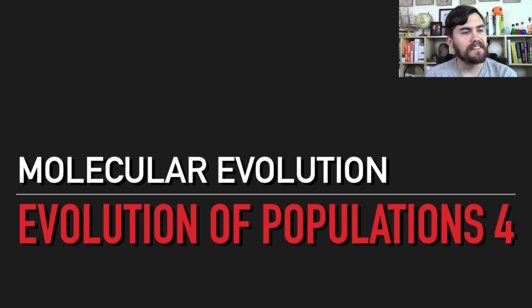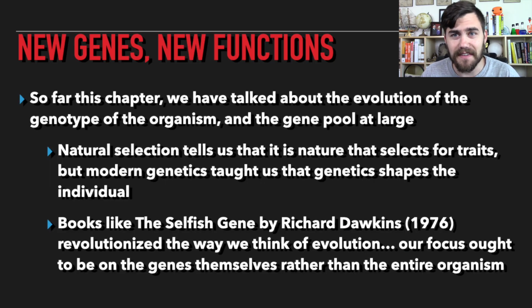Hello biology class. We are continuing with chapter 18 on evolution of populations and looking at molecular evolution right now. So this is the evolution of genes in a very simplified way. So far in this chapter, we've talked about the evolution of the genotype of the organism and the gene pool at large. So we've been tracking how allele frequencies change and whatnot.